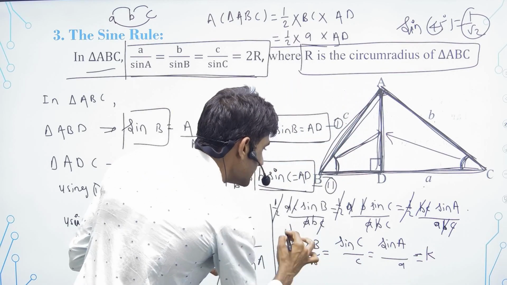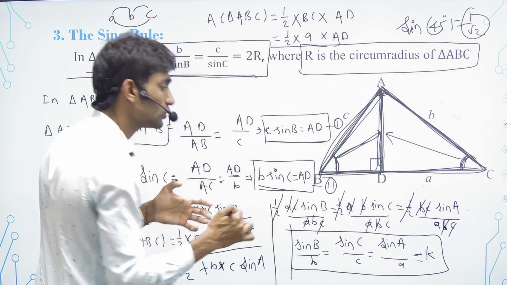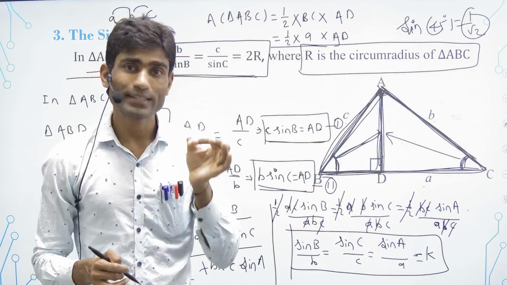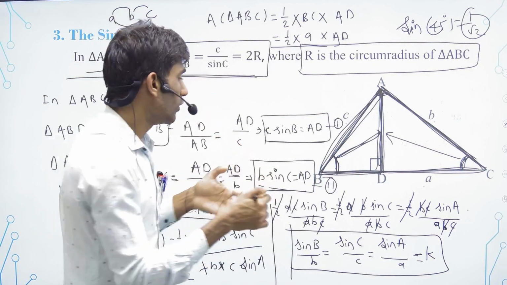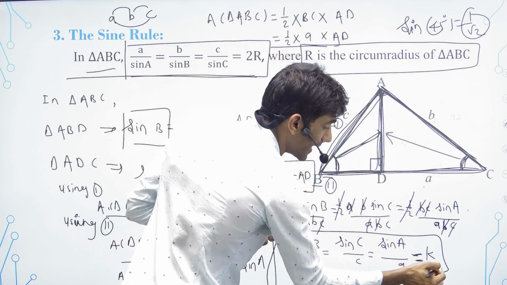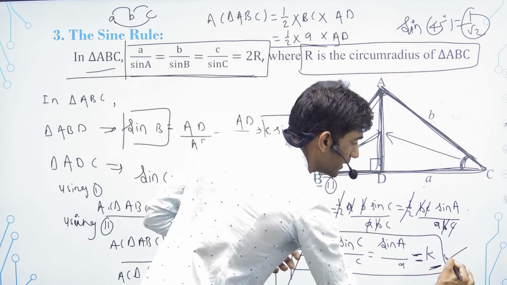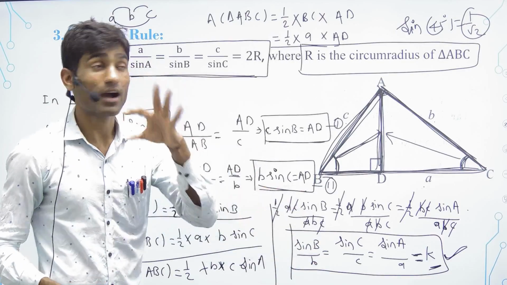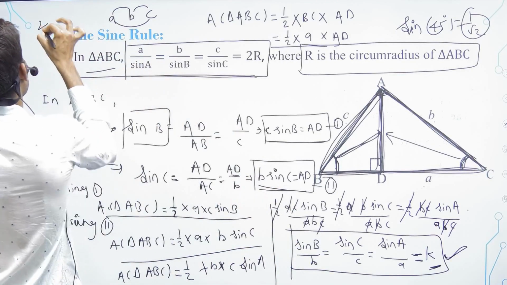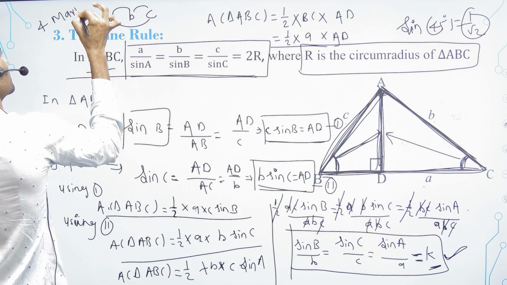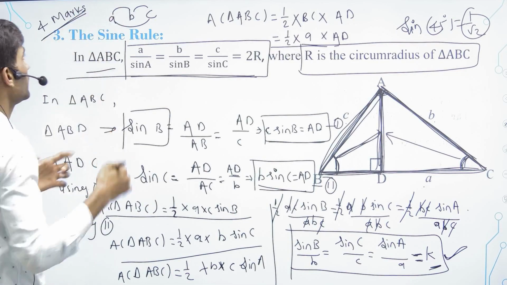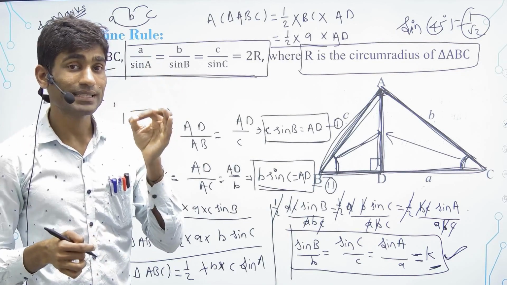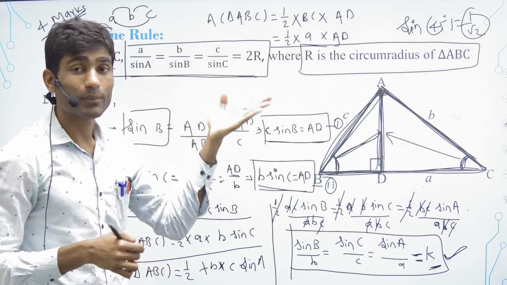So this is the proof for the sine rule. In your board exam, if you get the question, prove the sine rule for the value of k, then you have to prove till here only. So this is the complete proof for the sine rule, which asks for 4 marks. Very much important. Do it, because this time similar types of proofs are coming for your board exam.